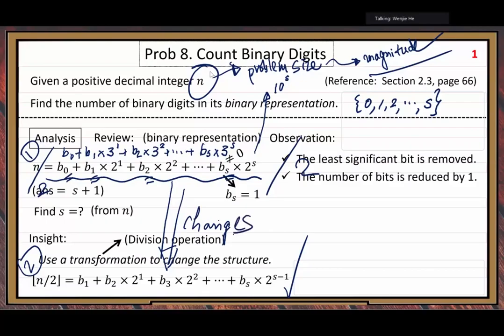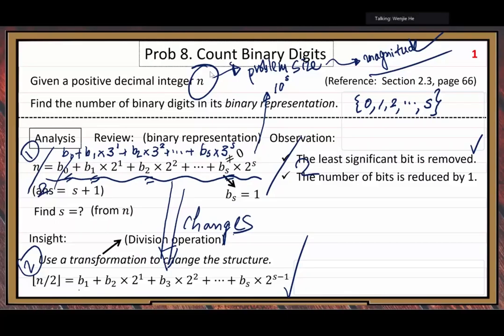Changes. The first change: the least significant bit is removed. B0, that's the least. When we change from the first representation to the second one, we cross out B0. That's the first change.